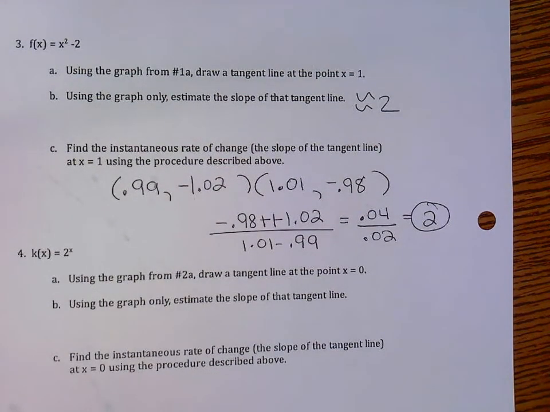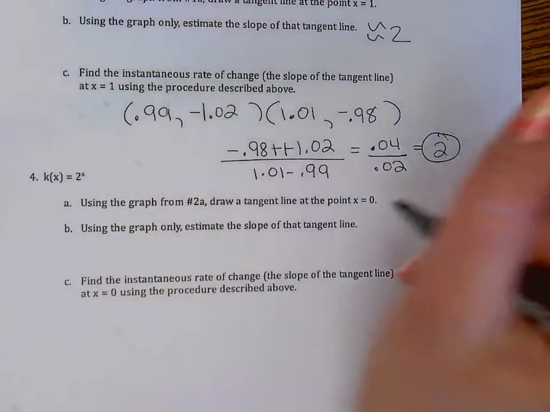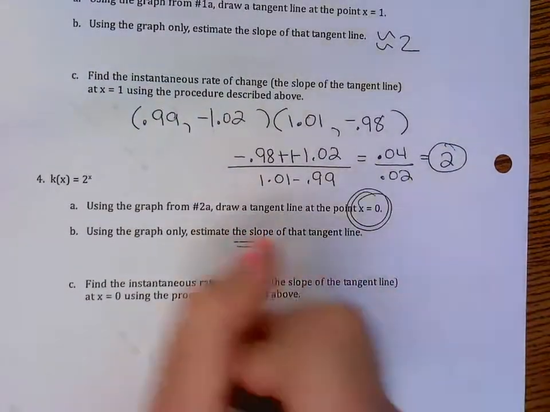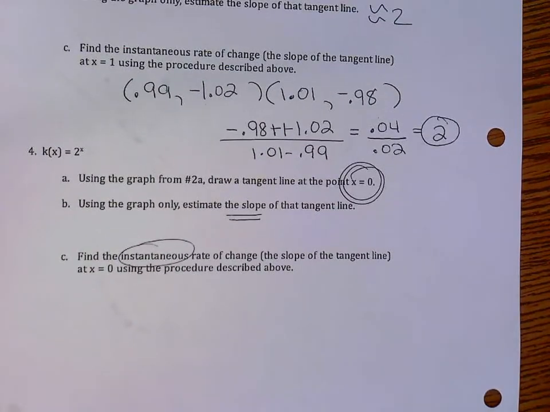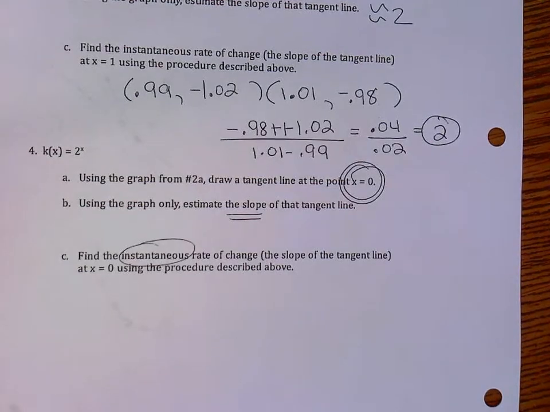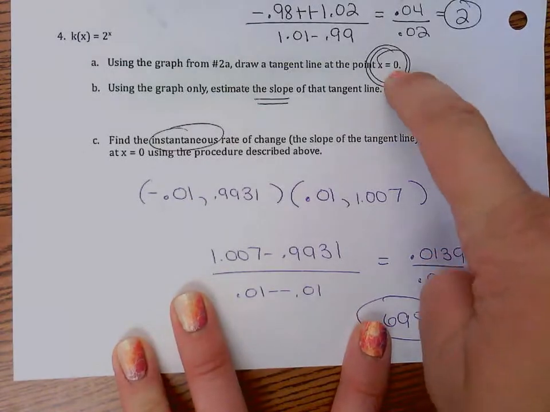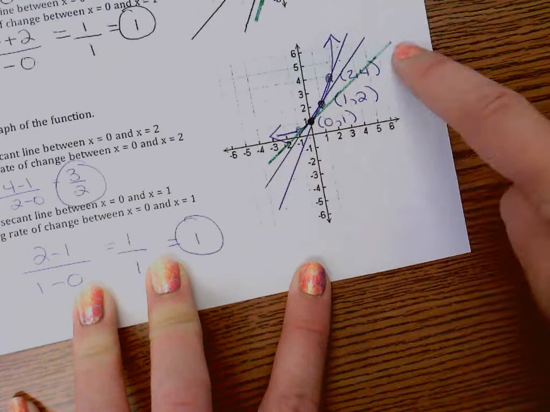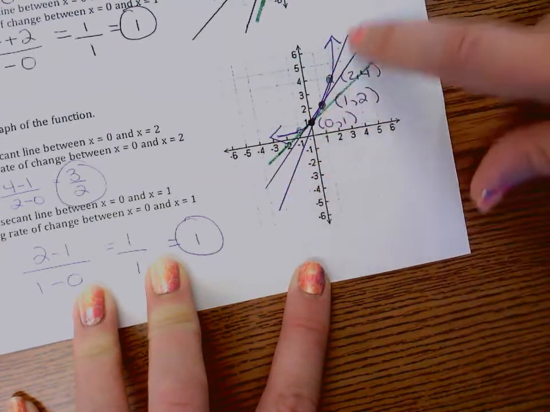All right, I'd like you to do the same thing on that 2 to the x graph. So draw in a tangent line at 0, estimate the slope yourself, and then find the instantaneous rate of change. So see if you can do that process for example 2. So at x equals 0 is this point right here on the graph. So I did that green line slope. Some of you looked at 1, so yours is steeper.